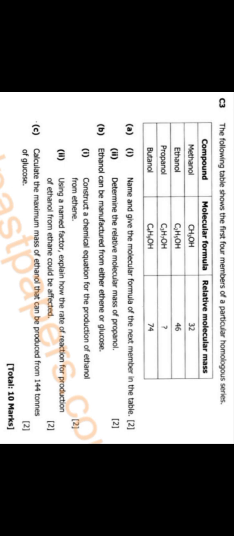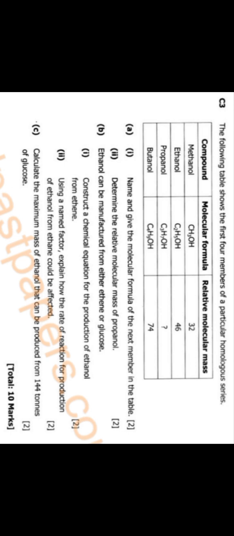B. Ethanol can be manufactured from either ethene or glucose. B1: construct a chemical equation for the production of ethanol from ethene.